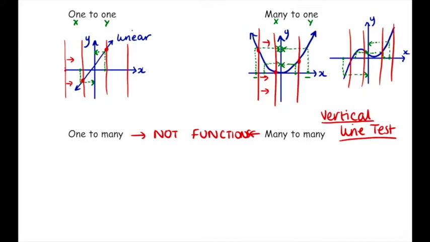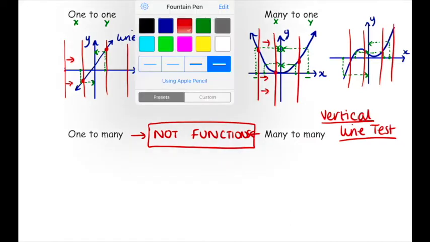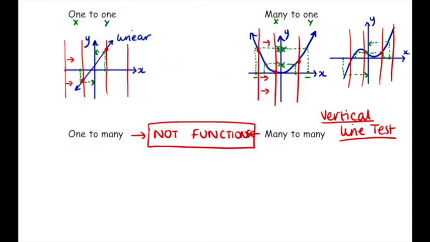Whereas when we look at these ones, they actually fail the vertical line test, and so they're not functions. So the only functions are one-to-one and many-to-one, but we still need to be aware of the relationship. So looking at that relationship, here's my axis. I have my x-axis and my y-axis.